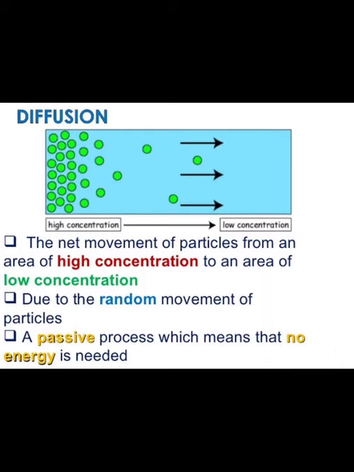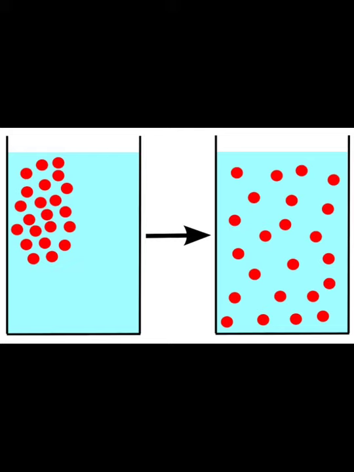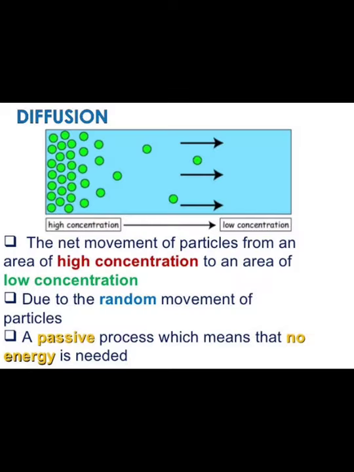Diffusion is the net movement of particles from an area of high concentration to an area of low concentration. This means that when a substance is dropped into a liquid like water, the concentration of that substance will slowly spread throughout the water in low concentrations. Due to random movements, it is a passive process that requires no energy. It simply means that the particles will diffuse without the help of external force or energy.